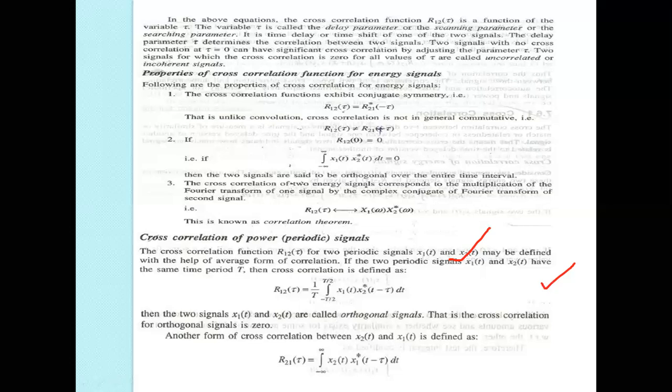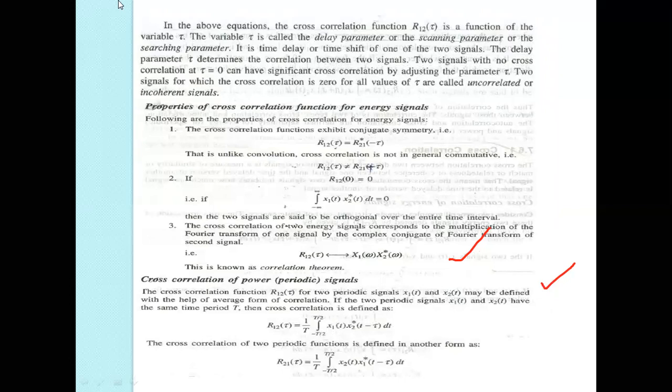It is limited to the time period. Now the properties of cross correlation function for the power signals.